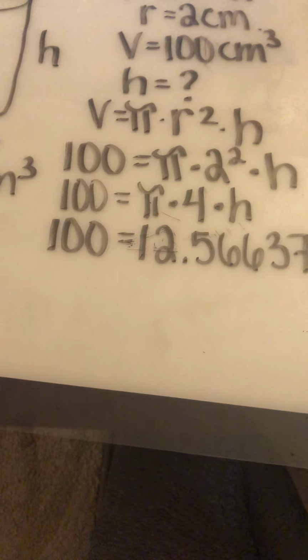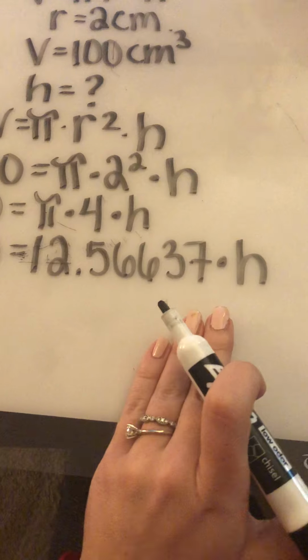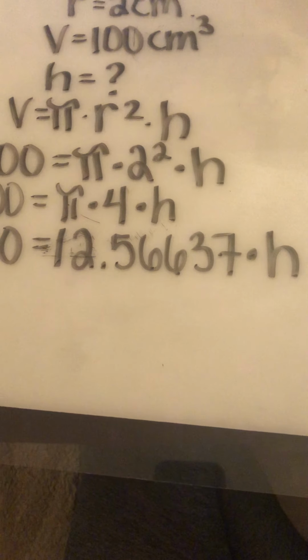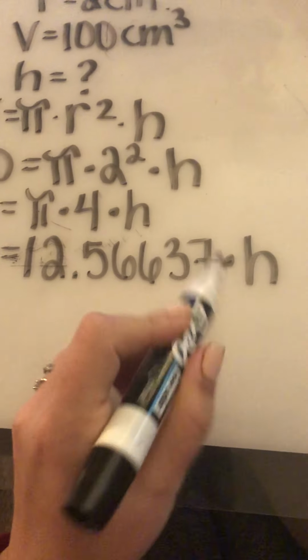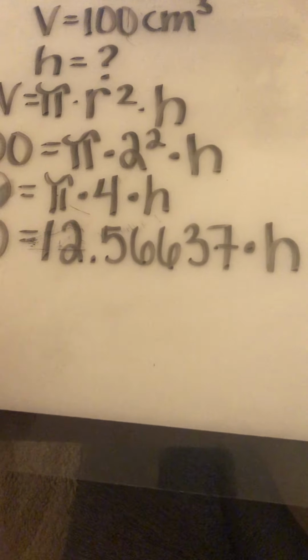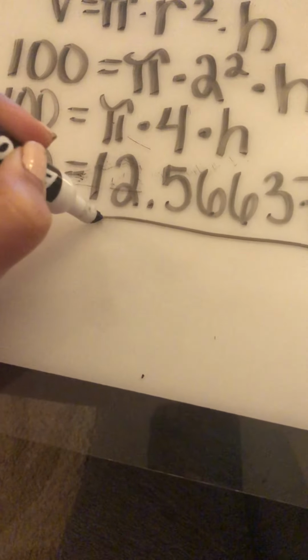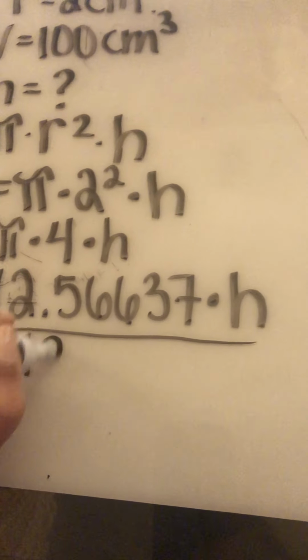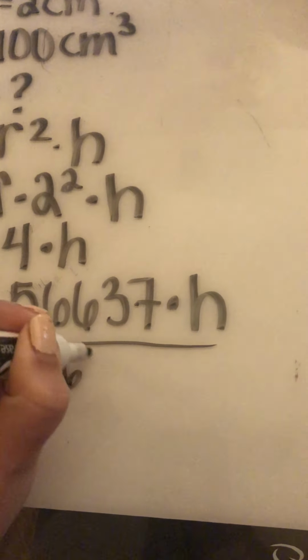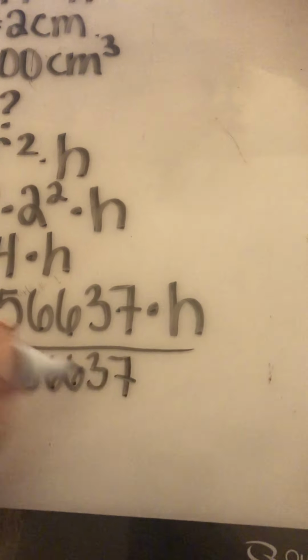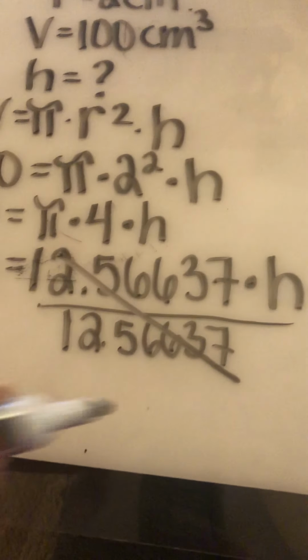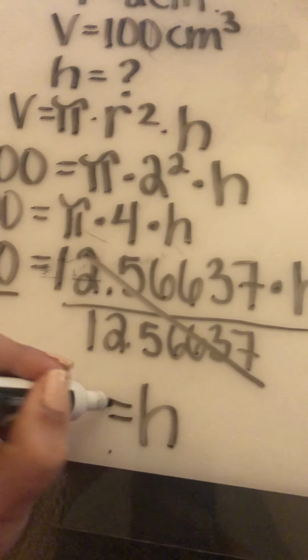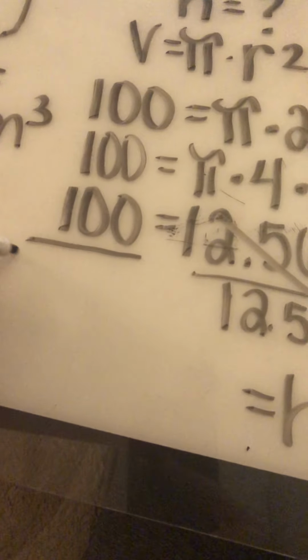So now I'm left with 100 equals this decimal times h. When solving an equation, to isolate the variable, I do the inverse. So my inverse would be to divide. So I'm now going to take my equation and I'm going to divide by 12.56637 to cancel it out here, and I'll be left with my h equals, and then I have to do the same thing to this side.